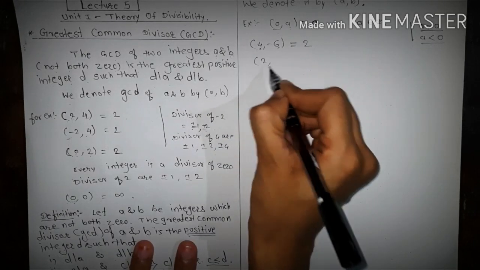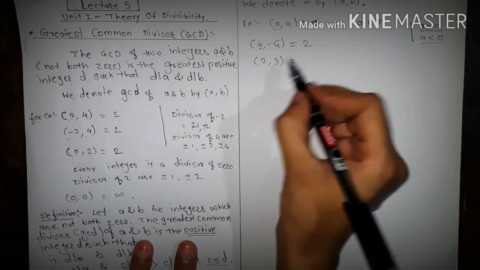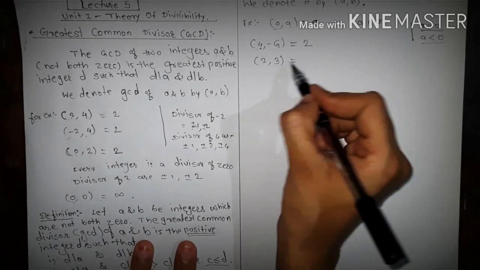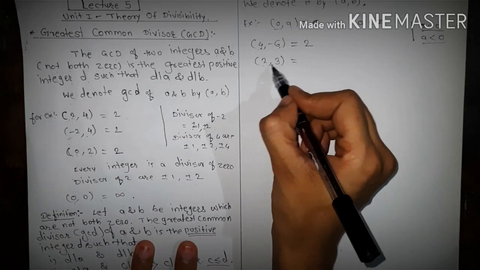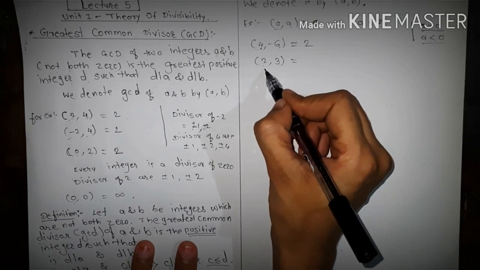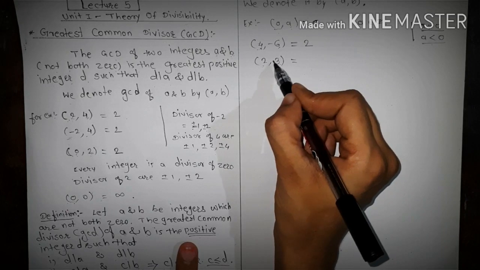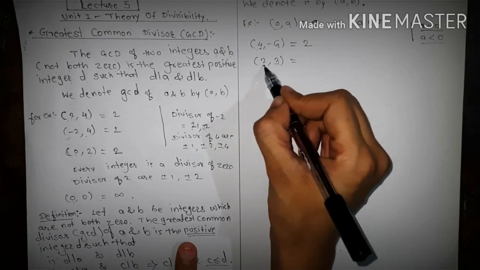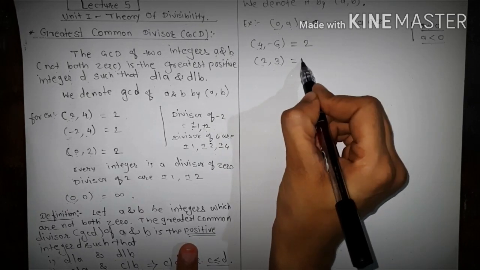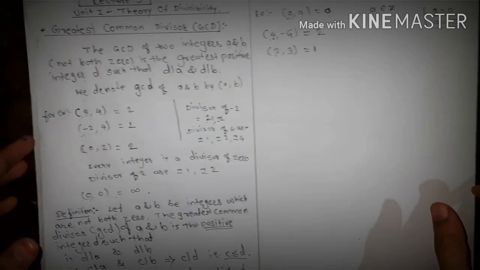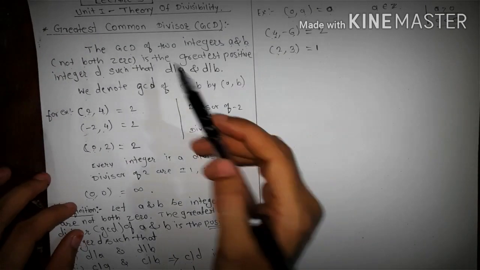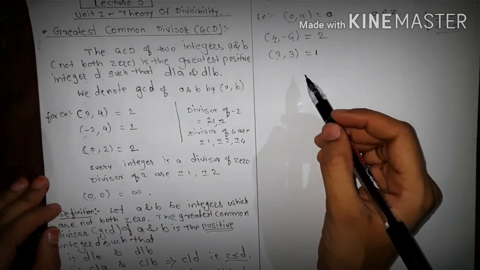What is the GCD of 2 comma 3? The common divisor of 2 and 3 is 1, right? So 1 divides 2, 1 divides 3, and it is the greatest such divisor. So the GCD of 2 comma 3 is 1. Now we see some theorems and results on the greatest common divisor.